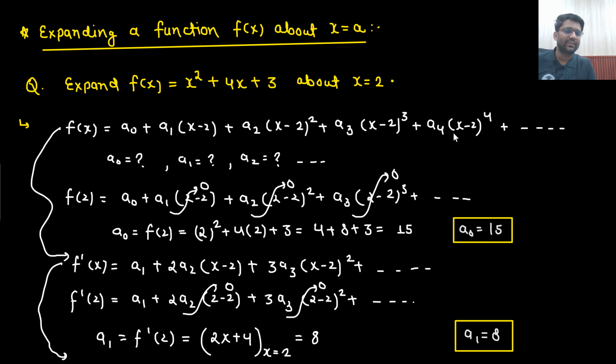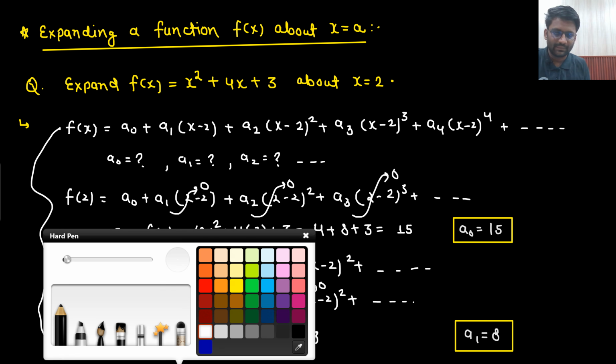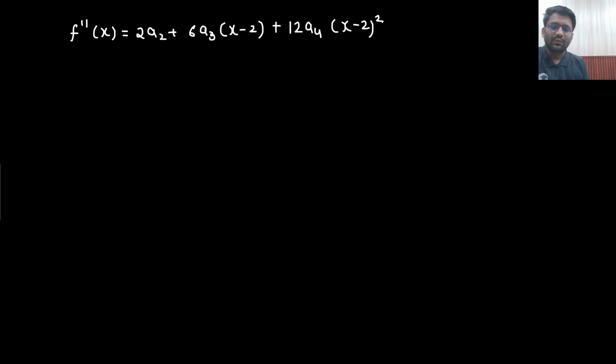Is that understandable? So first it was differentiated, then it became a4 into 4 x minus 2 whole cube, then again it was differentiated, so 4 into 3 x minus 2 whole square into a4. Understandable? Very easy to think, right? So this is what it will become, and so on, it will keep on going.